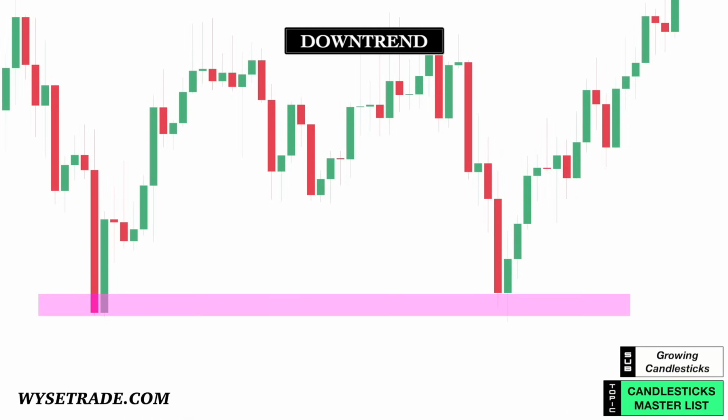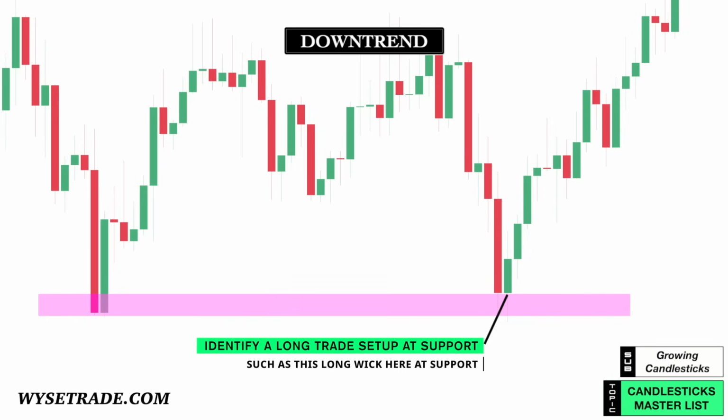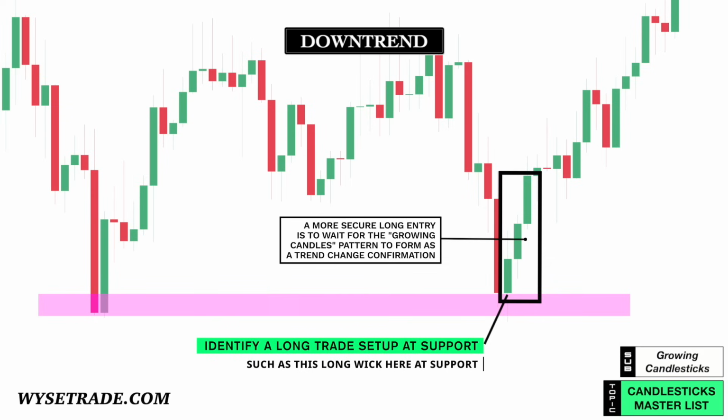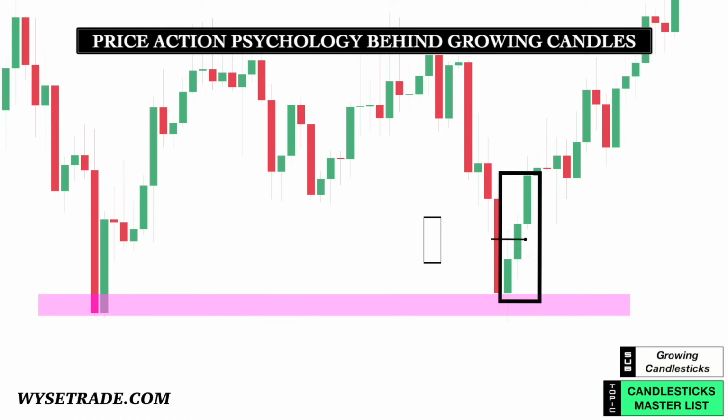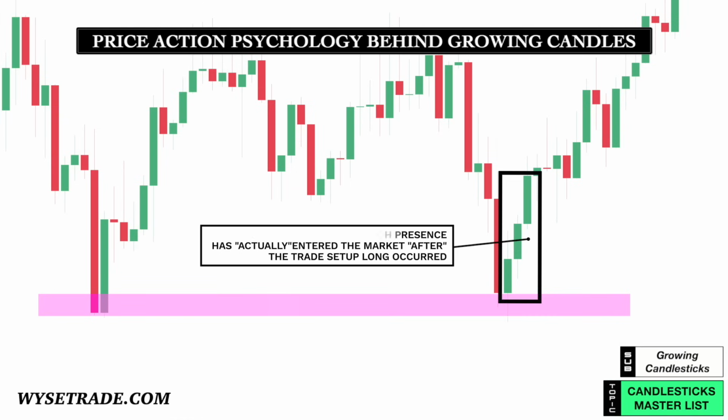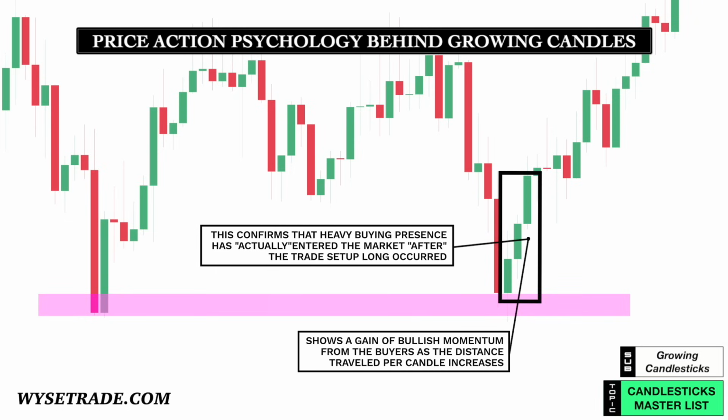You first need to identify a long trade setup at support. Now, right after the long opportunity setup occurs is when you would look for this pattern to form, where the candles increase in size one after the other. So what is the price action psychology behind this? The pattern confirms that heavy buying presence has actually entered the market after the trade setup, because it shows a gain of bullish momentum from the buyers as the distance traveled per candle increases.